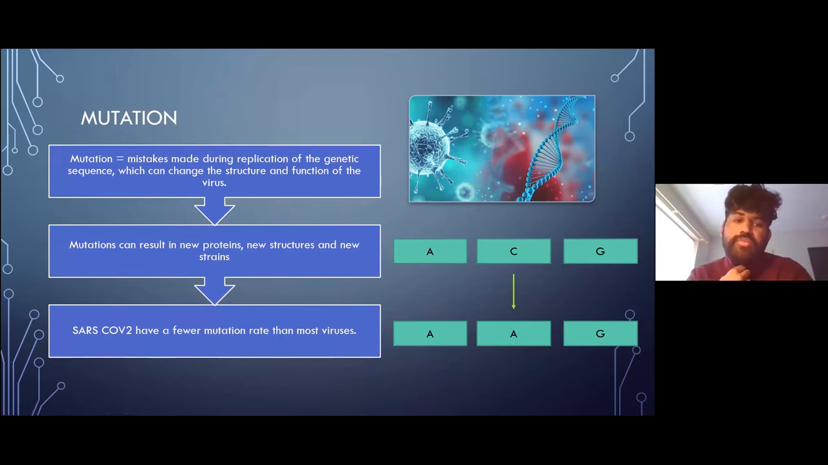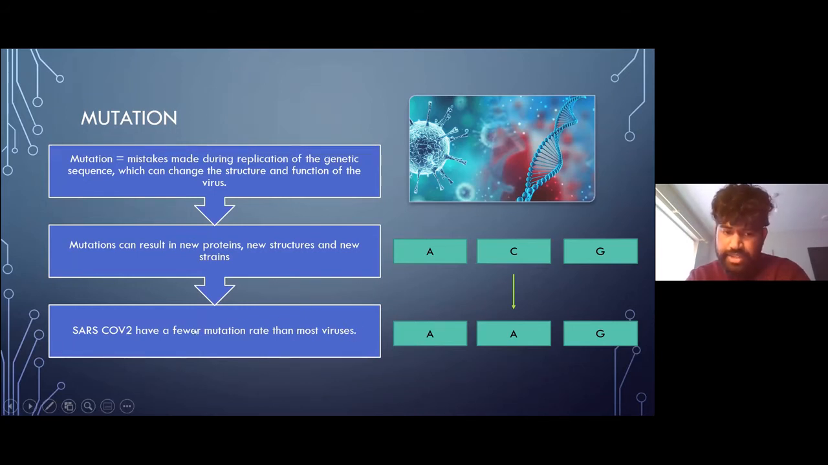So knowing that viruses can mutate doesn't necessarily tell us whether it can cause a more severe disease. But what we know is that with SARS-CoV-2, the mutation rates are lower, which is a good thing for us. So it can help us with vaccines.